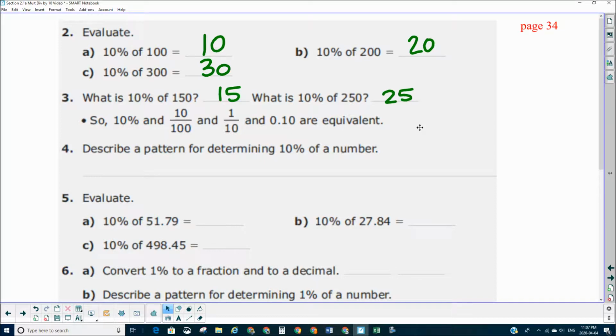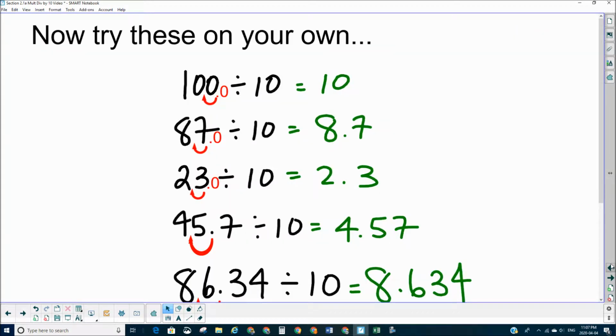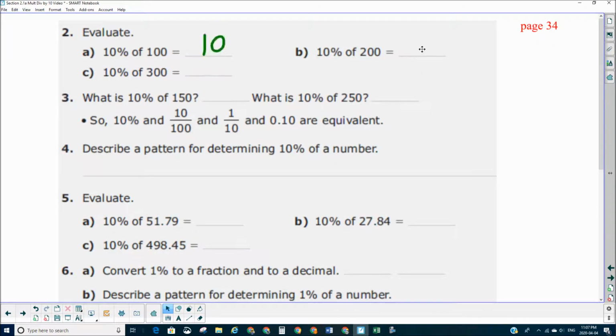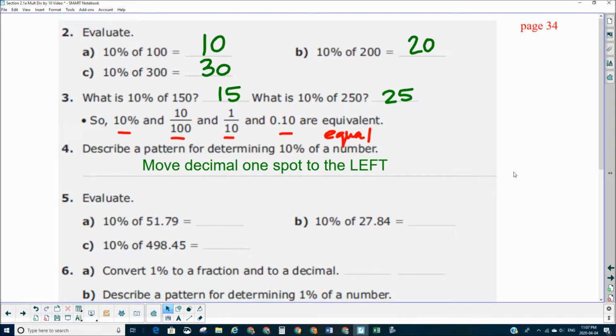So each of these is the same thing. 10% or dividing by 10 or 0.1, all of these are equivalent, meaning the same thing. The same operations that we did when we were dividing by 10, we're going to do when we take 10%. All of these are the same as dividing by 10. They're all equivalent. So the same pattern that happens when we divide by 10 is the same when we take 10%. 10% is dividing by 10. We're still going to move one decimal place to the left.